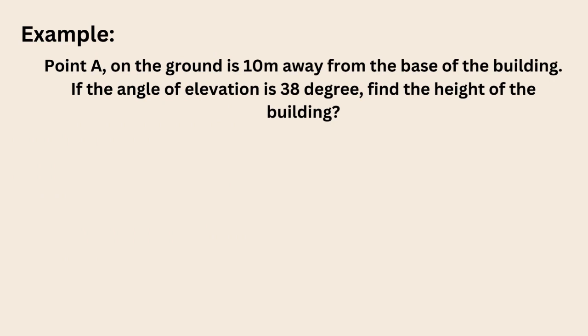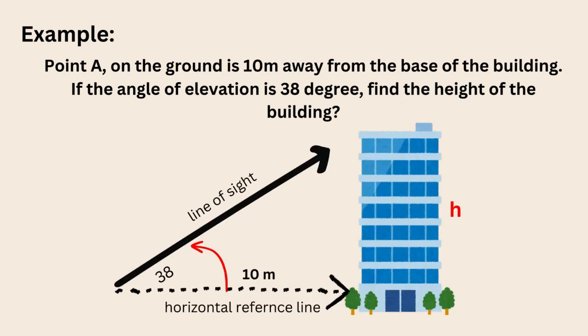Now, let's solve problems involving angles of elevation and angles of depression. For example, point A on the ground is 10 meters away from the base of a building. If the angle of elevation is 38 degrees, find the height of the building. First, let's illustrate the given problem. We have here point A, and it is 10 meters away from the base of the building. We have our building, and the base, which is 10 meters, and our angle of elevation is 38 degrees.